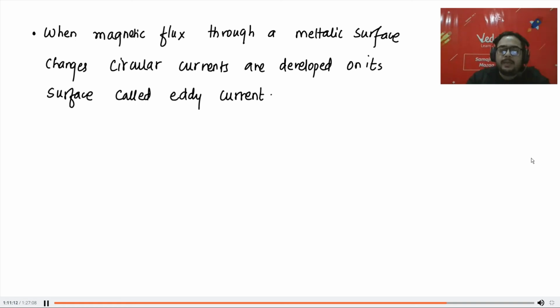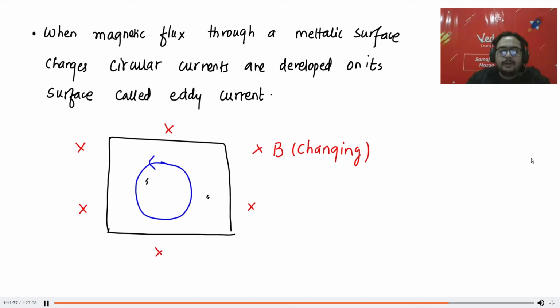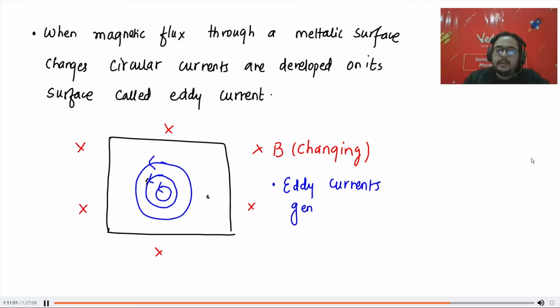Someone was telling me to repeat the diagram, so I'll make the diagram again. If I have a metallic surface like this, and there is a magnetic field in the region, and this magnetic field is changing with respect to time, so flux is changing with respect to time. It was seen that circular currents are developed on the surface, which are called eddy currents, in accordance with Lenz's law. Now these currents obviously generate heat. Eddy currents generate heat.